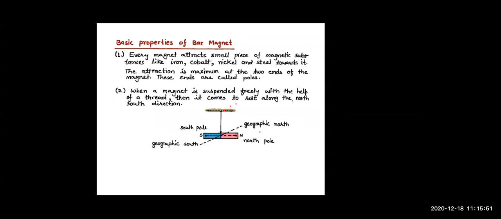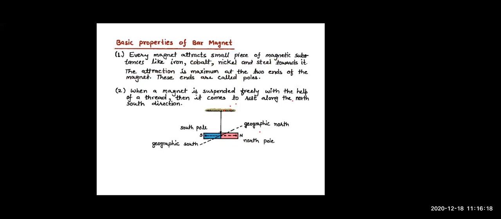Now, every magnet attracts small pieces of magnetic substance like iron, cobalt, nickel, steel, right? And for a bar magnet, just now we saw that the force of attraction is maximum at the ends of the magnet, and these ends are called poles, right? This is the property which we just verified.